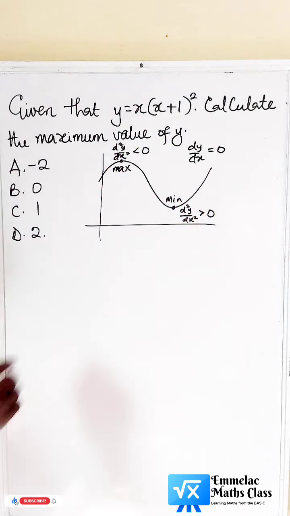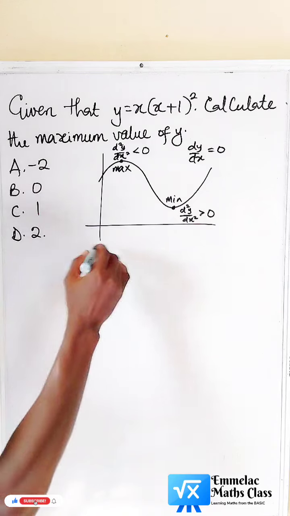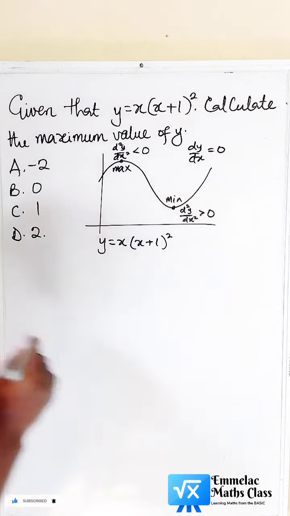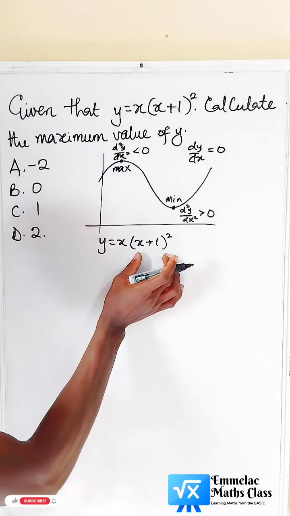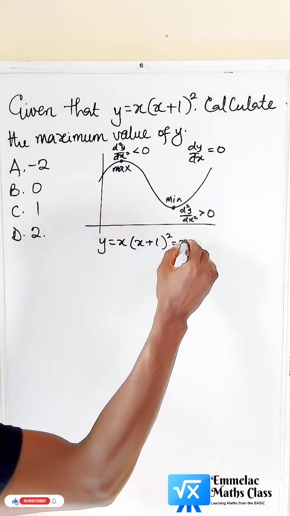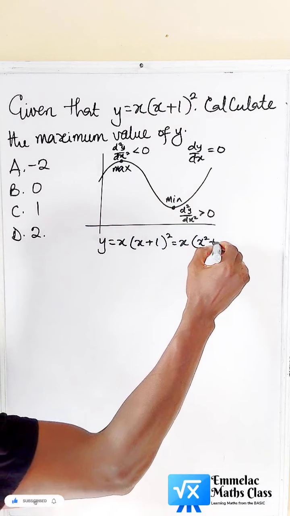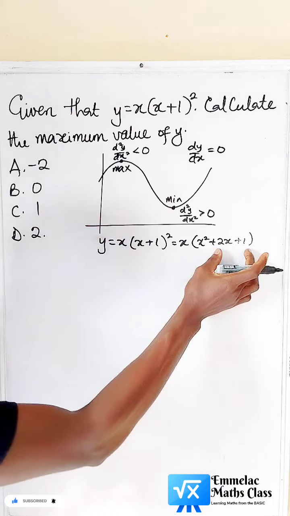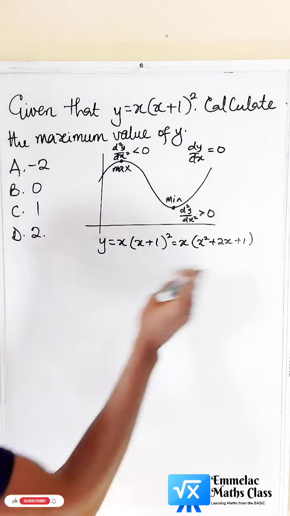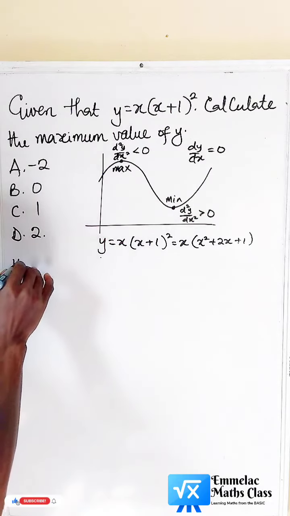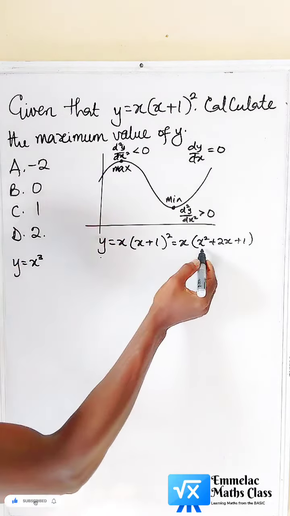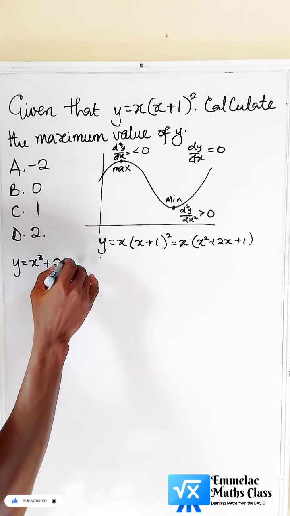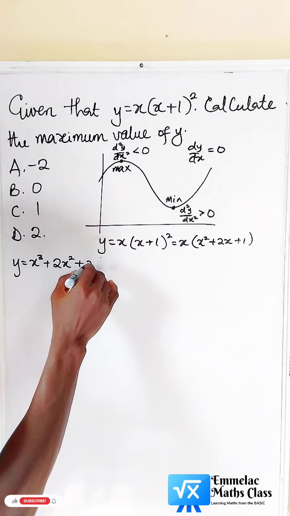Now let us go. At this point we have y equals x(x + 1)^2. First of all, let us expand this. This gives us x times (x² + 2x + 1). When we open the bracket, y becomes x³ plus 2x² plus x.